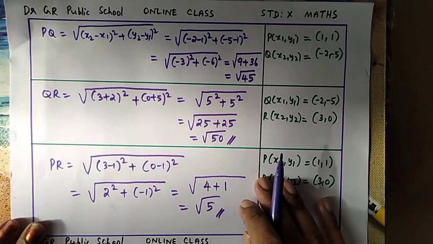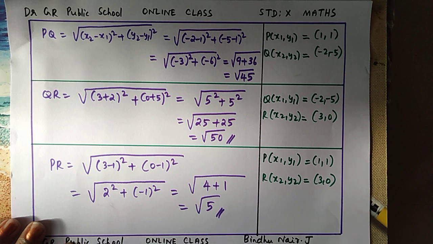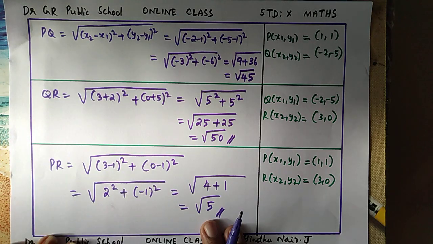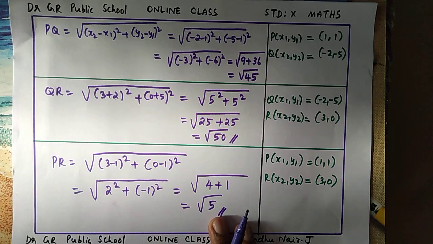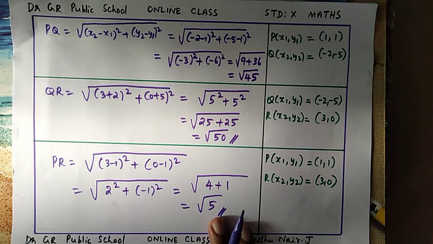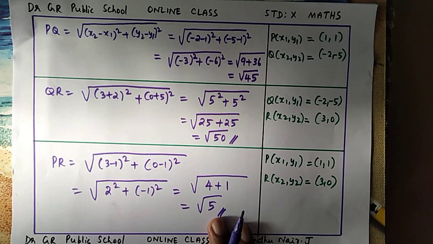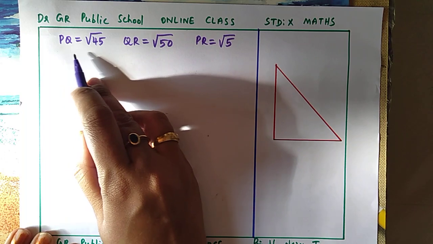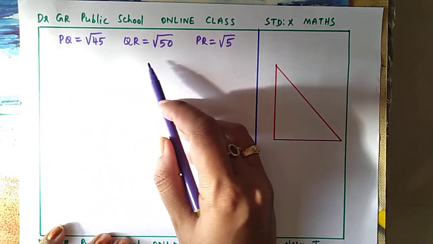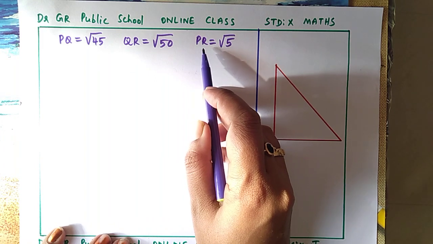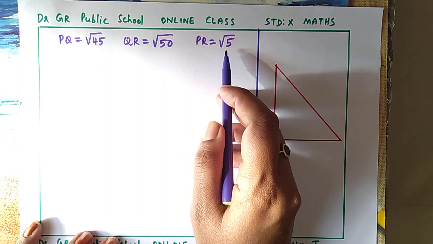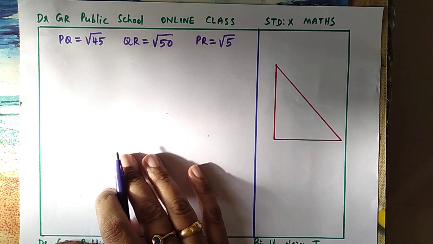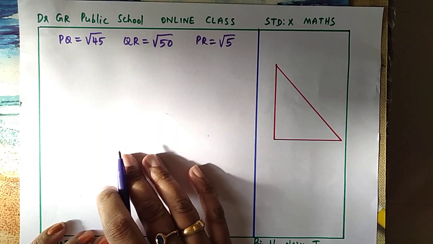Next we are going to verify Pythagoras theorem in order to prove this triangle is a right triangle. Okay. So first we want to note down all the 3 sides. Okay children. Yes. So we have written the 3 distances: PQ equal to root 45, QR equal to root 50 and PR equal to root 5. So in order to verify Pythagoras theorem, we need to square the 3 distances.